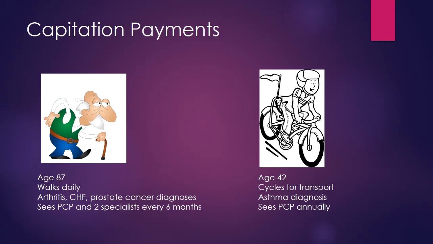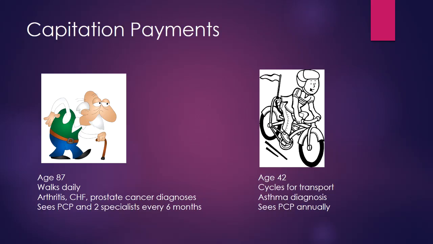On the right, we have a 42-year-old woman who rides her bike for transportation. She has an asthma diagnosis and sees her primary care provider annually for her well checkups. Now, if we're predicting utilization and looking at these 2 different patients, we might reasonably expect that the 87-year-old man would have higher utilization than the 42-year-old woman. He has more diagnoses. He already has a plan under which he is seeing providers at least 6 times a year. And it's likely that he may develop additional health problems in the near future.